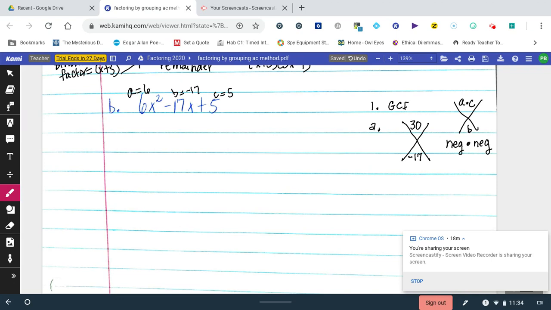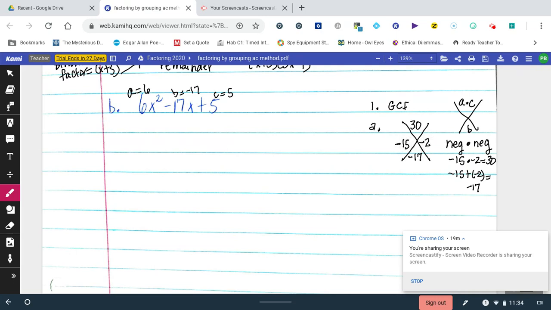Okay, now what will give you 30 when I multiply, but yet negative 17 when we add? And you can pause the video and think about it. I'm going to go ahead and work it. All right, so I know that negative 15 times negative 2 is positive 30. And negative 15 plus negative 2 is my negative 17. So the numbers on the sides are negative 15 and negative 2.